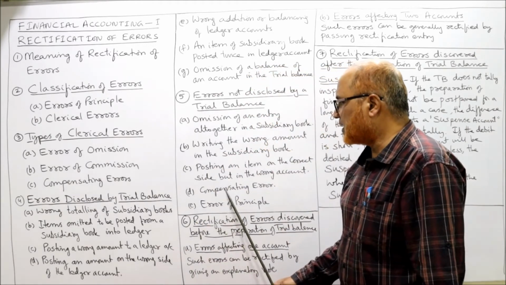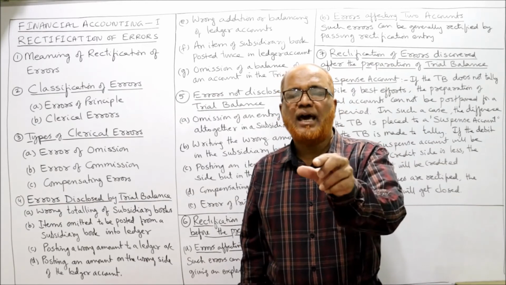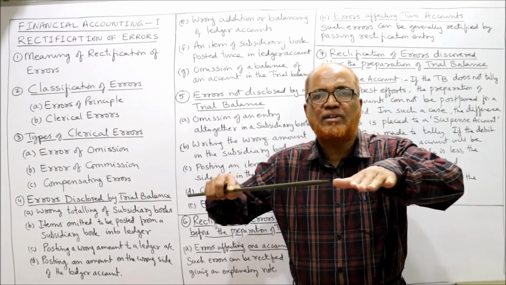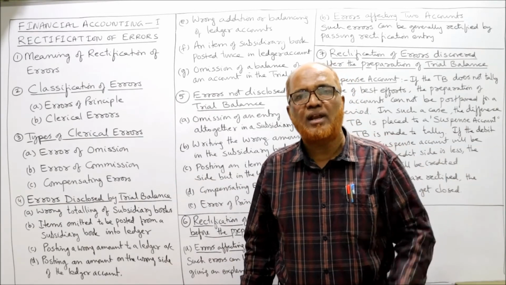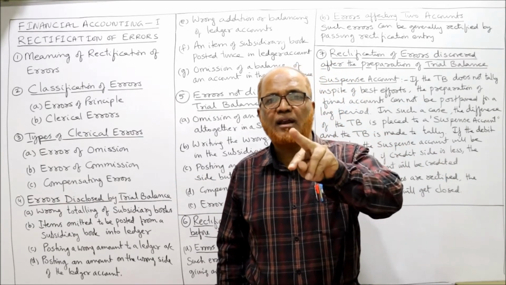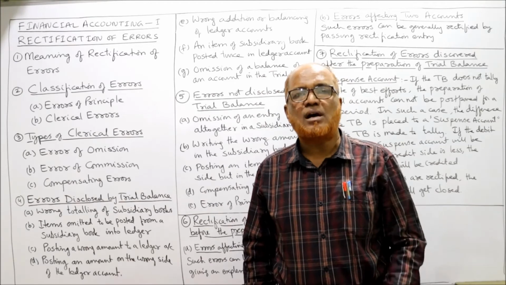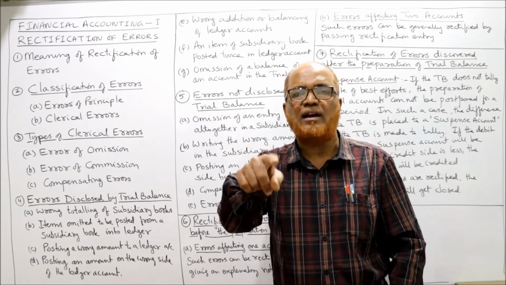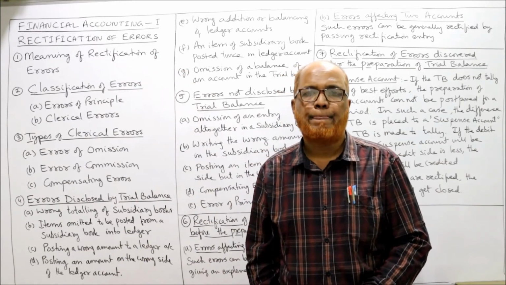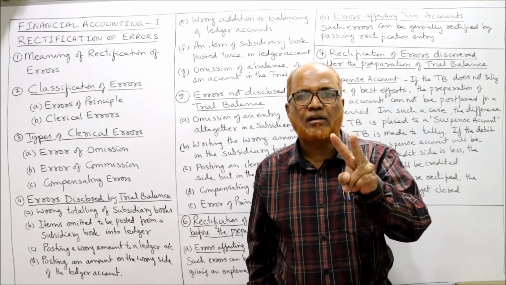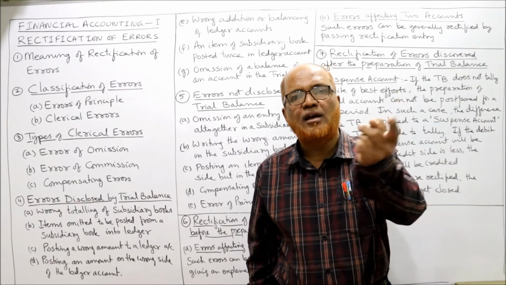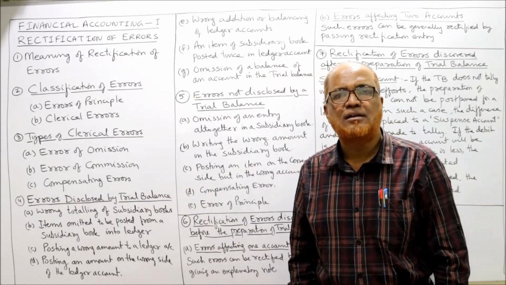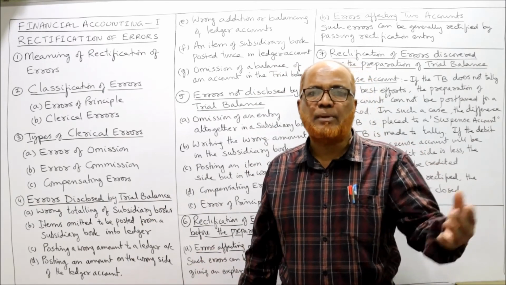Next one, compensating error. One error compensates another error. When both the errors compensate each other, your trial balance will agree. There are two errors. One error compensates another error. For example, you have taken 500 rupees short on the debit side and also 500 rupees short on the credit side. So two mistakes you have made. Debit side, 500 rupees less you have taken. In another mistake, credit side you have taken 500 rupees less. Compensate. Your trial balance will agree.